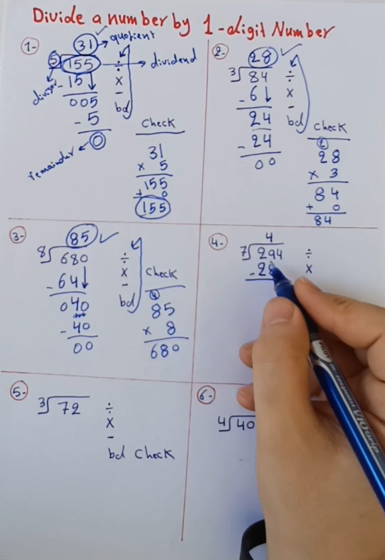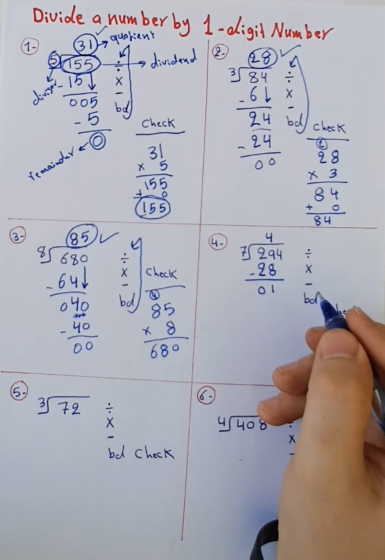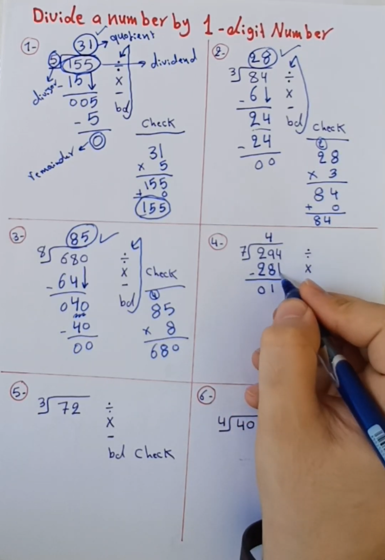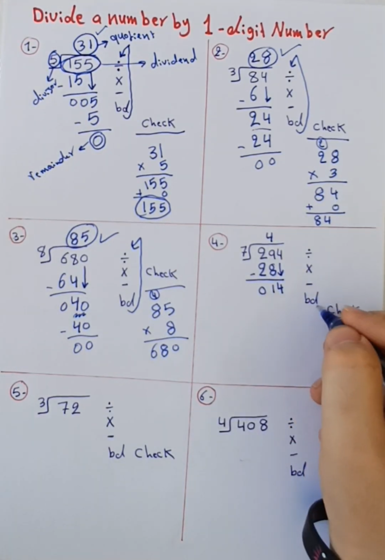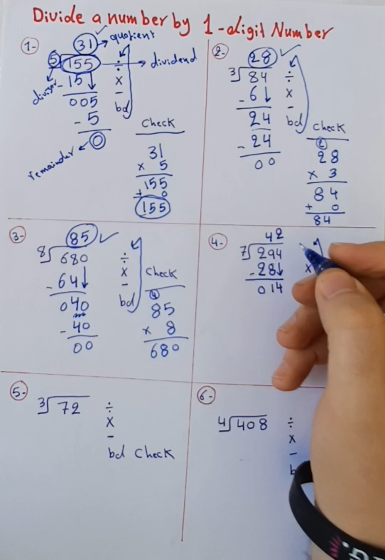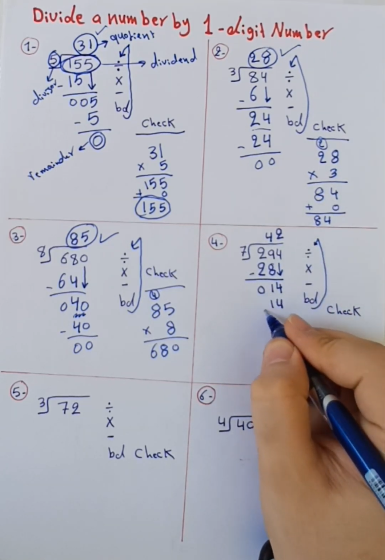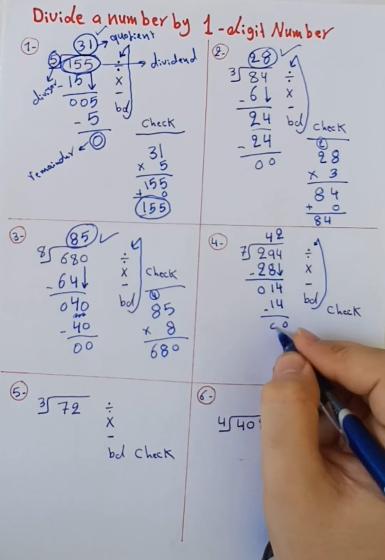And then you have to subtract. 9 minus 8 is 1. 2 minus 2 is 0. And then after subtract we have bring down. You have to bring down 4. Now you have 14. After bring down, you have to go back to the first step, divide. 14 divided by 7 is 2. 2 times 7 equal to 14. And then you have to subtract. 4 minus 4 is 0. 1 minus 1 is 0.